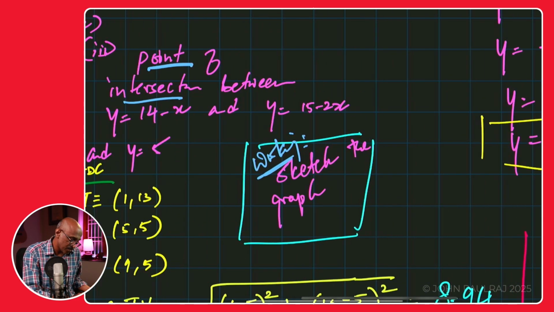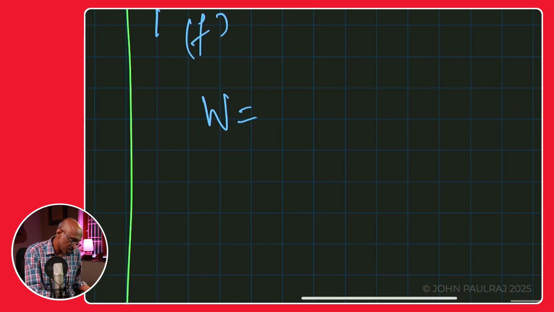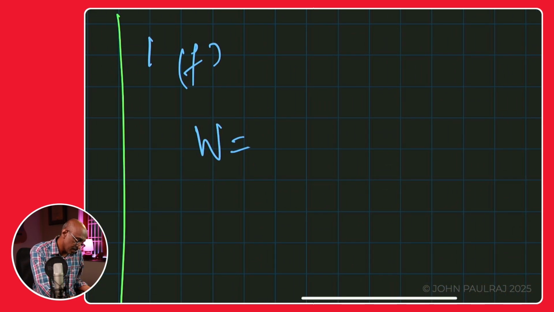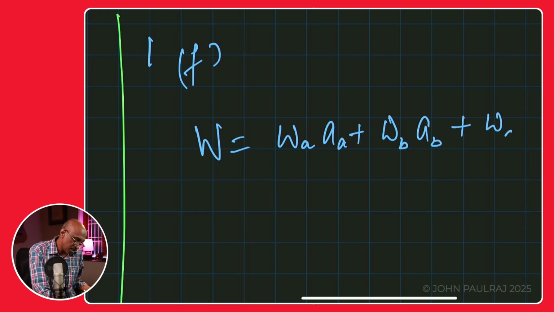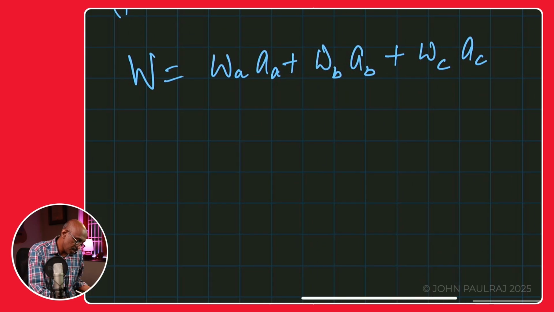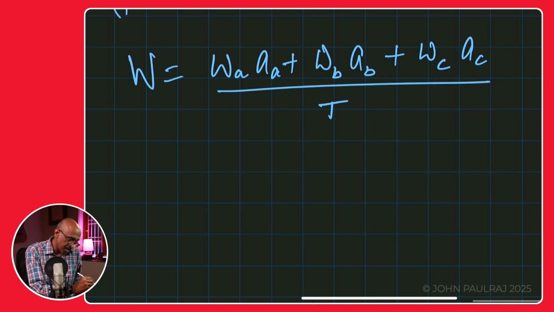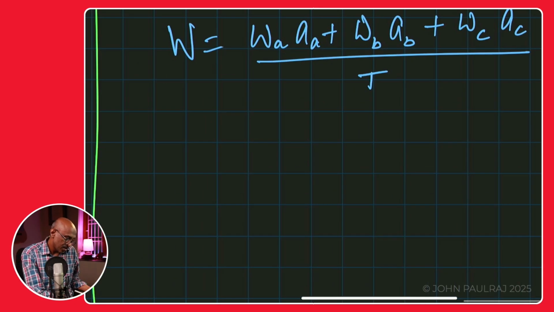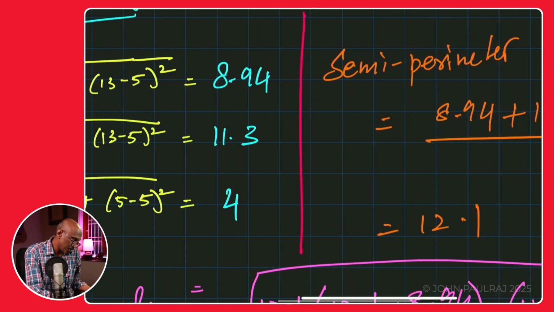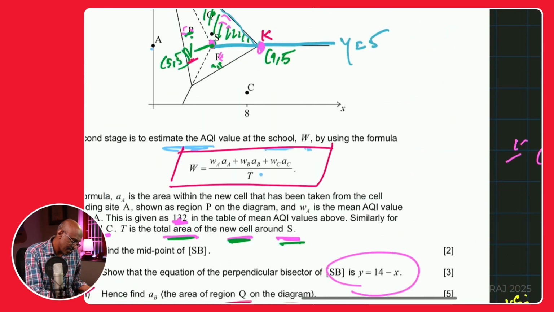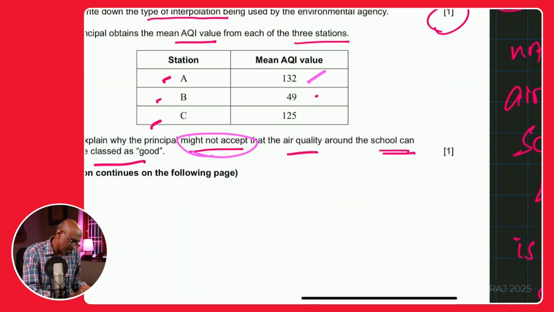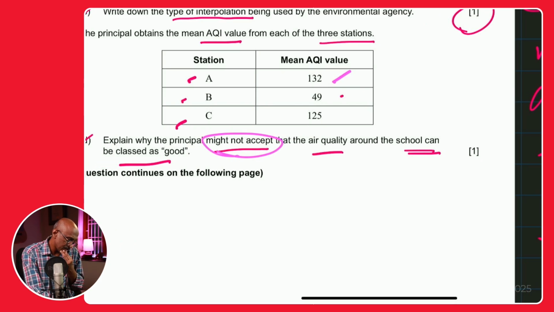All right. So let me just write down this formula first, and then I can work out the substitution. So basically, this is WA AA plus WB AB plus WC AC over T, but we know that the T is basically AA plus AB plus AC. All right. So now let's just put on the values. WA, WB, and WC are given in that table. They'd already given the table. That was the index, right? This is, yeah, the mean AQI. So 132, 49, and 125.